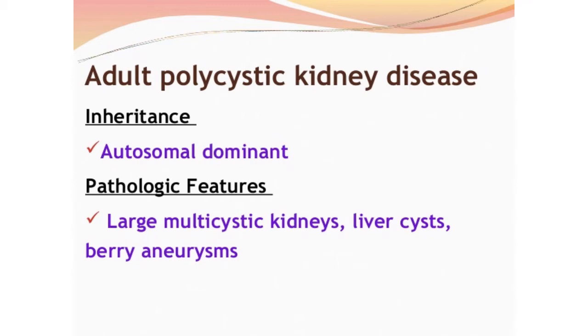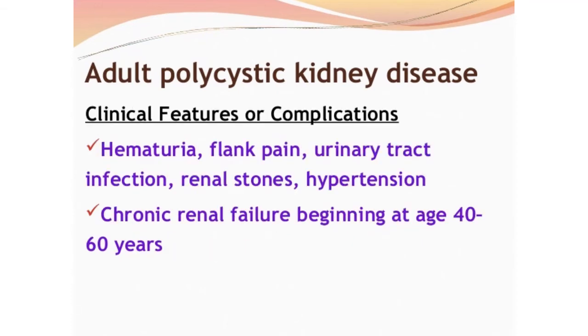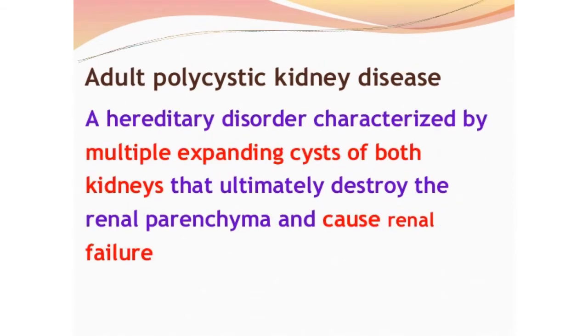Now to talk about adult polycystic kidney disease, it's always autosomal dominant and its pathological features include large multicystic kidneys. Along with these multicystic kidneys, we also find cysts in the liver, and the patient may present with berry aneurysms. The patient clinically presents with hematuria, flank pain, urinary tract infection, renal stones, hypertension, chronic renal failure, and it begins at the age of 40 to 60 years.